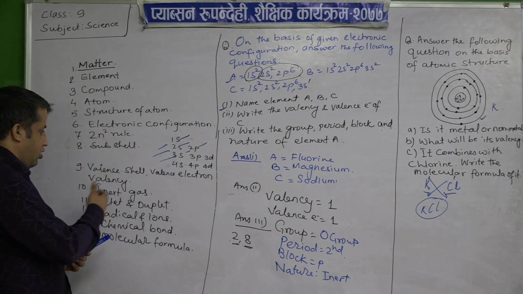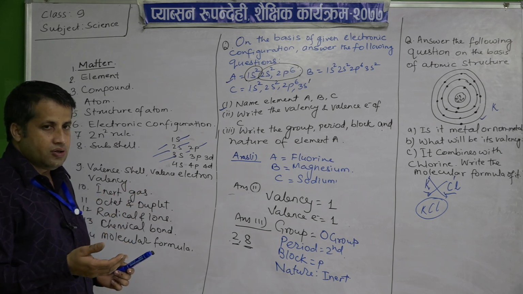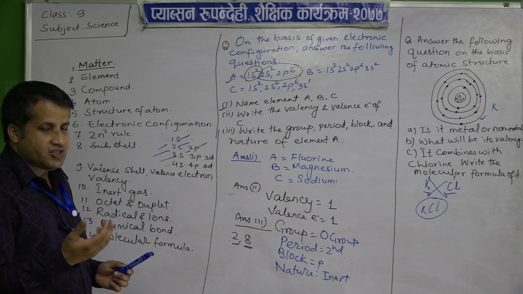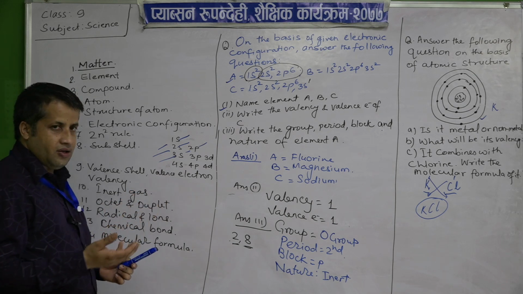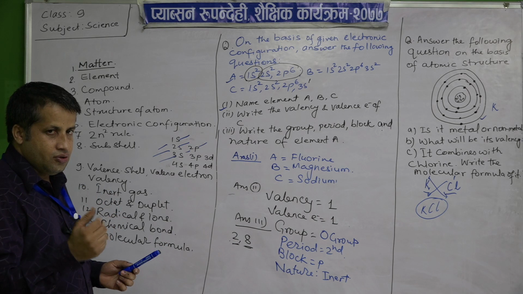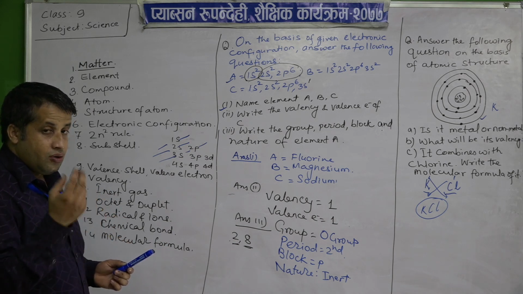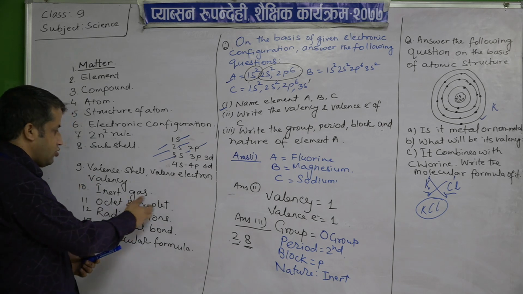So octet, having 8 electrons in the outermost shell, and the octet rule means the tendency to gain or lose electrons to have 8 electrons to become stable. About duplet, having only one shell, and in that shell 2 electrons are there, that means duplet. And the element which tries to gain or lose to have 2 electrons in the K shell to become stable, that is called the duplet rule. That also we have discussed.